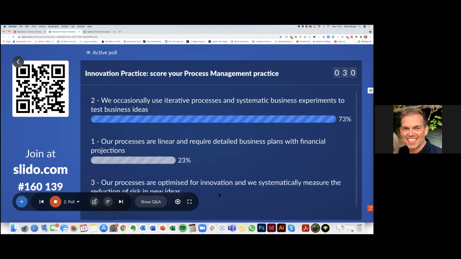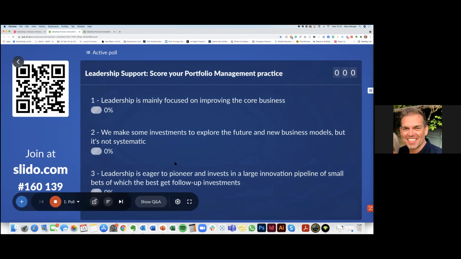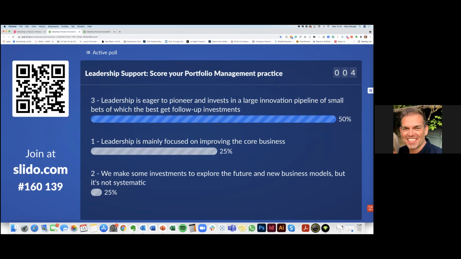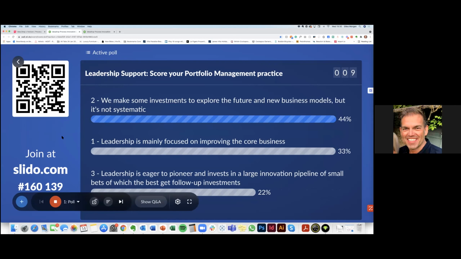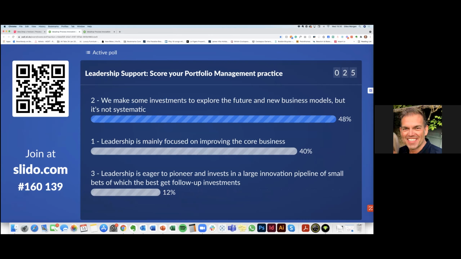Okay. I'm just going to move us on to question 1. We've gone the wrong way around. That's okay. It's innovation. And then leadership support. Score your portfolio management practice. So leadership is mainly focused on improving the core business. We make some investments to explore the future in new business models. And leadership is eager to pioneer and invest in a large innovation pipeline of small bets, of which the best get follow-up investments. Okay, interesting.